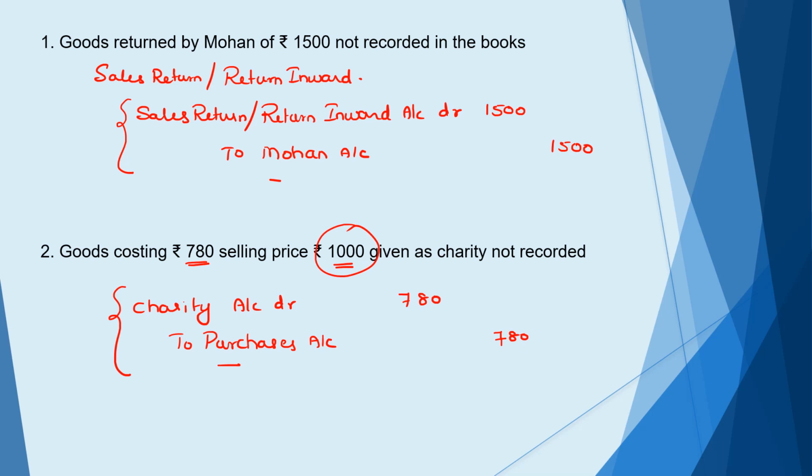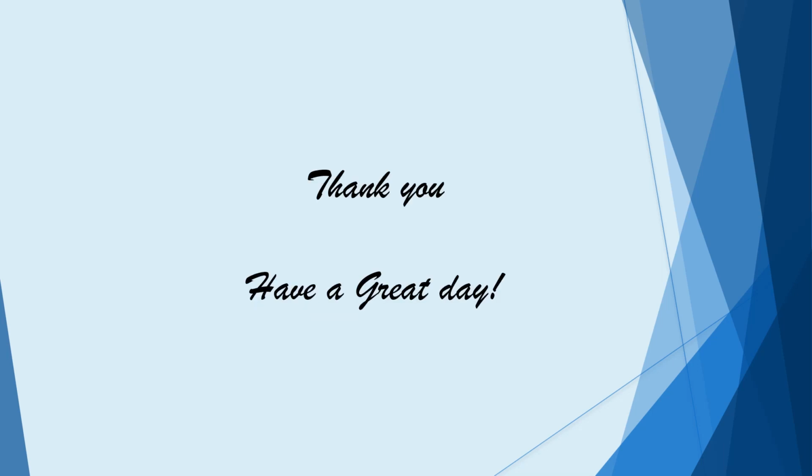So when there is an error of complete omission, all you have to do is understand the transaction and pass the necessary entry which was not recorded. You record it in the journal proper, and that would be the rectification of the error of complete omission. So friends, I hope with this you have got total clarity on the concept of error of omission.